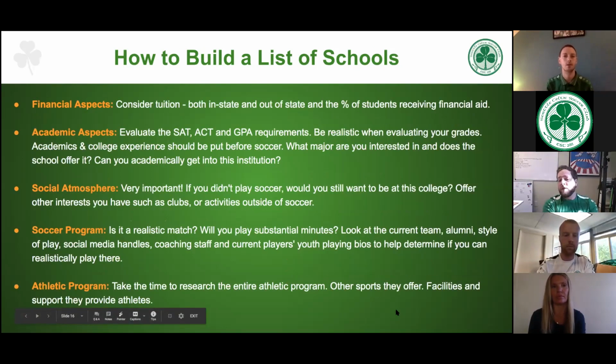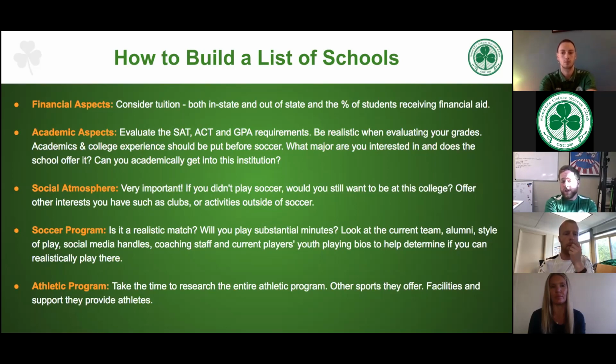We talked about having a list of 20 to 30 schools to start and narrowing it down. How do you go about doing that? This was one of the frequently asked questions that we got from a few people. So we've broken it down into a few different headings. First one, your financial aspects. Consider your tuition. How expensive is the college? Basically, can you afford it? Is it something that is possible for you?